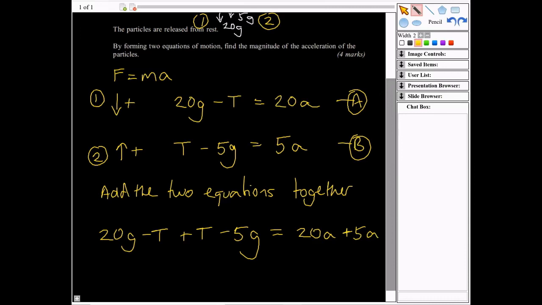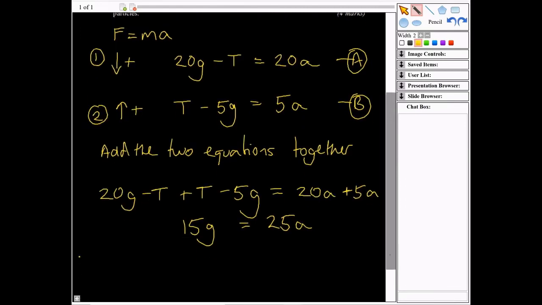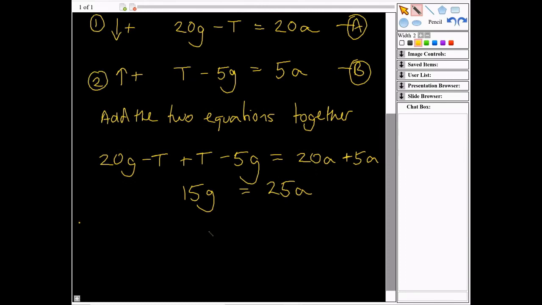Now I'll see that my minus t and my plus t cancel out, which is fantastic. So on the left-hand side, I've got 15g is equal to 25a. And then I can divide by 25, so I'll get a will equal 15g over 25, and then I can cancel those down by dividing both by 3, so I'd say it was 3g over 5.